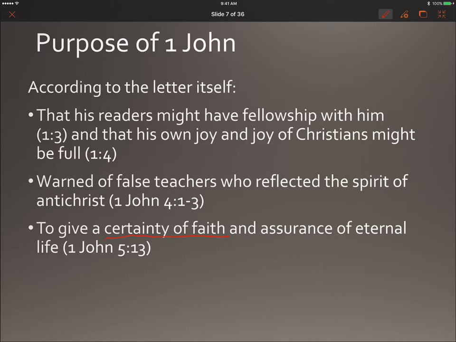So these three purposes listed on the screen are certainly from the letter itself. And I would agree with the authors of our textbook that 1 John 5:13 would be a primary purpose. The other purposes mentioned here, in some way, hinge on that primary purpose in 1 John 5:13. Okay, so having said all that, we'll move on.